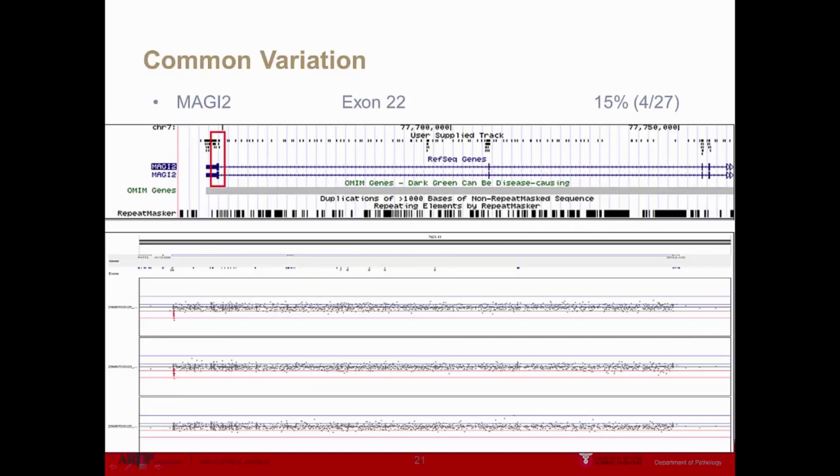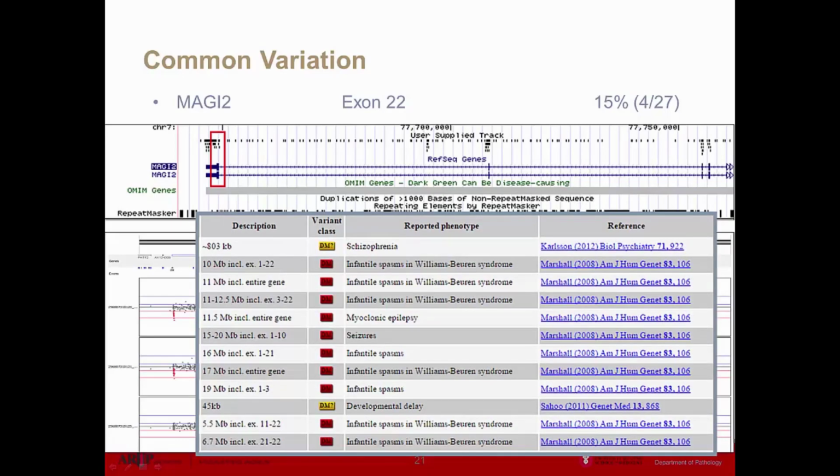MAG12, exon 22, was seen 4 times, a deletion of the coding region of the exon extending into the UTR region. Again, while deletion of just exon 22 has not been reported, the bottom 2 there on the graph showed that deletions involving exon 22 have been reported as pathogenic. So you want to just know before you do your interpretation that this is a common finding in this array.